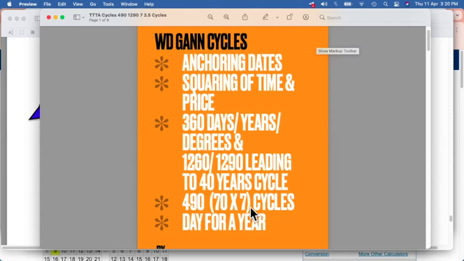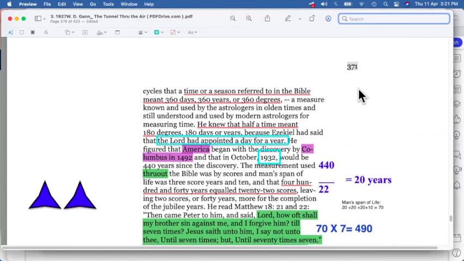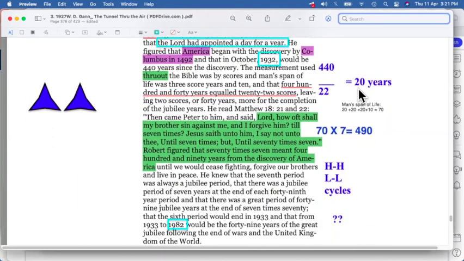We'll see this separately. Again, we have something called a day for a year and a year for a day. All these things are mostly given in Tunnel Through the Air. So what we'll do is quickly go towards the Tunnel Through the Air book. For anchoring dates, if you look on page number 371, we find two years. First is 1932 and the second year is 1982. Now these two are very important dates. This can be called anchoring dates.